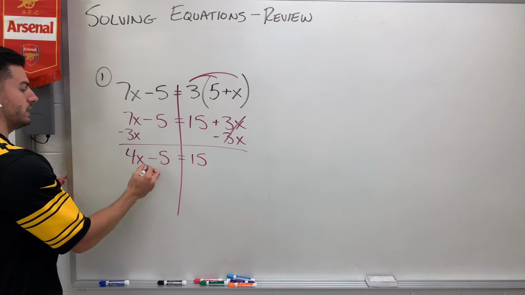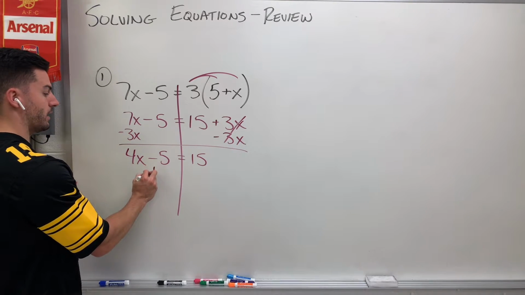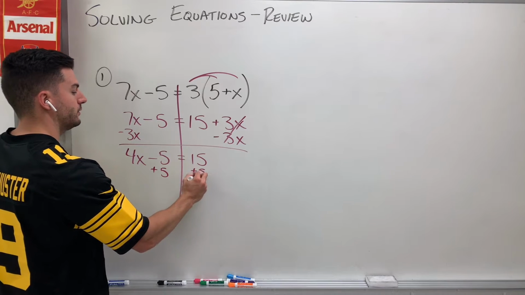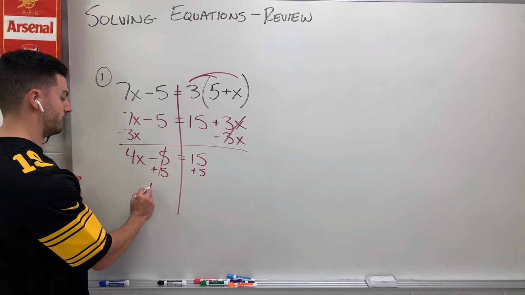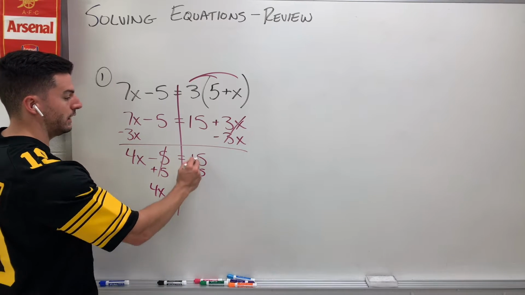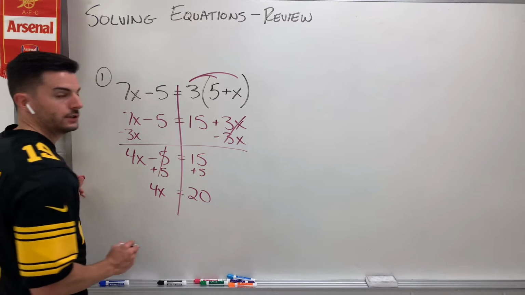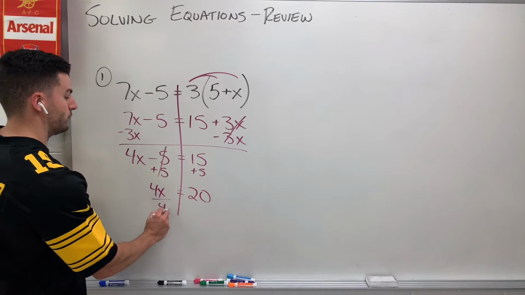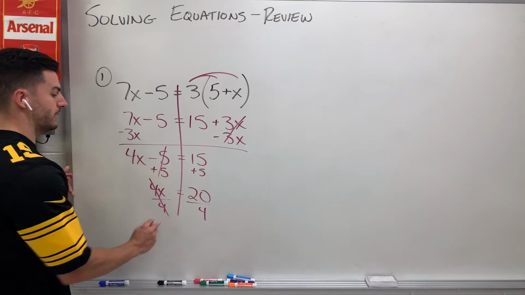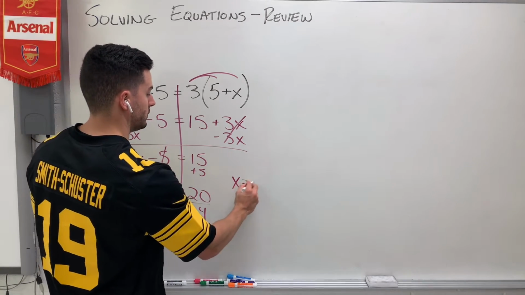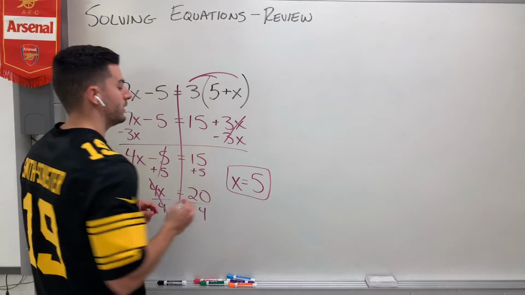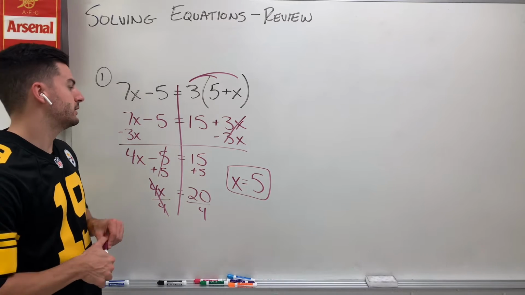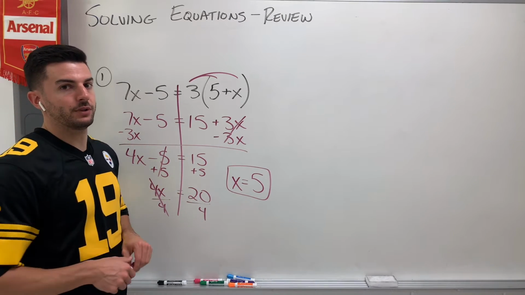And then we get this x by itself by adding 5 to both sides. So we get 4x equals 15 plus 5 is 20. And then divide by the 4 as my last step. And so x equals 5. X equals 5. Okay? So that is how you do a problem like that.